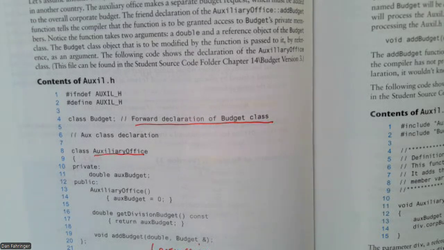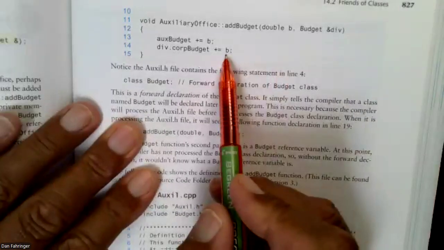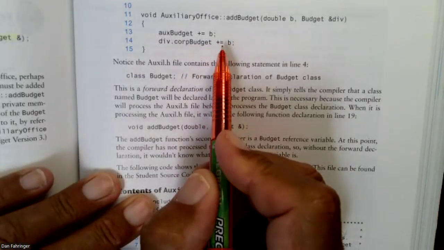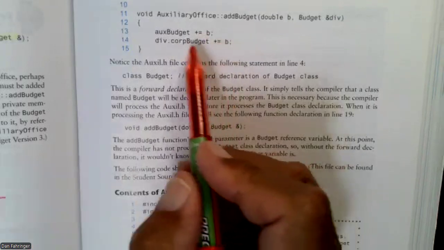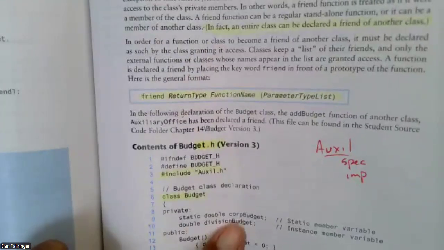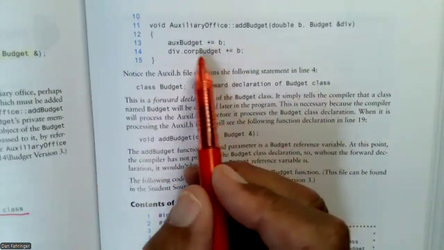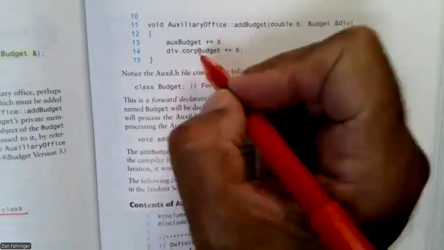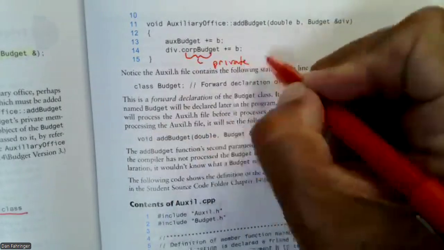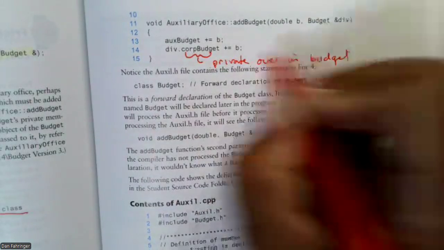With the friend function, I see that we can reference it, but can you actually manipulate the variable that's in budget to store it in that address? Right here, we're adding a value to it. So we're going to the auxiliary budget, excuse me, the corporate budget, which is here. And if you look at it down here, we're adding a value and changing that corporate budget. So this guy right here is the private over in budget, and I'm manipulating it.